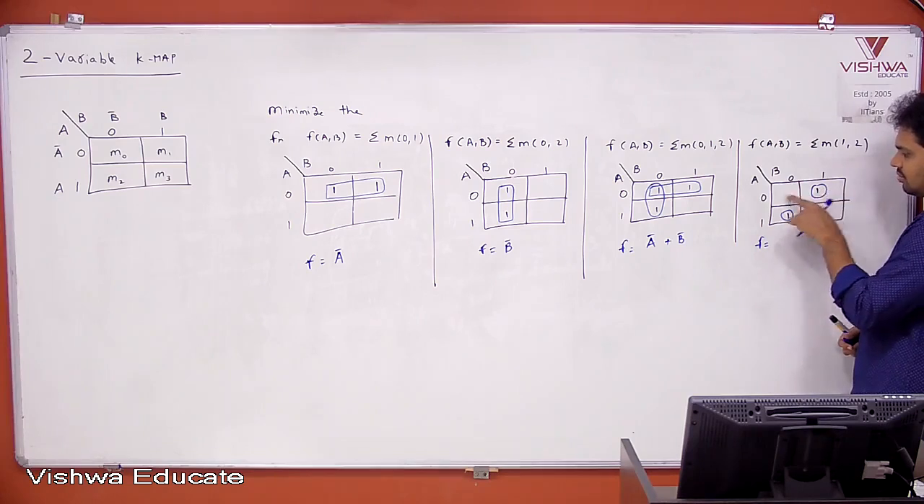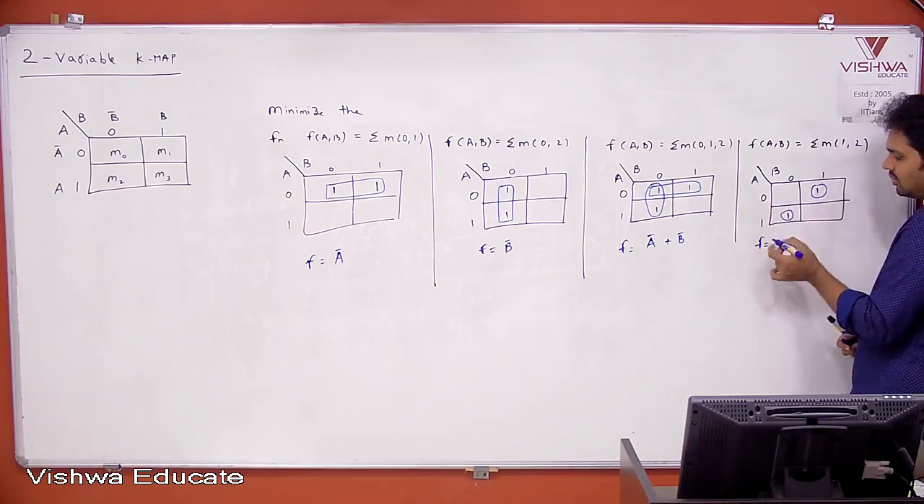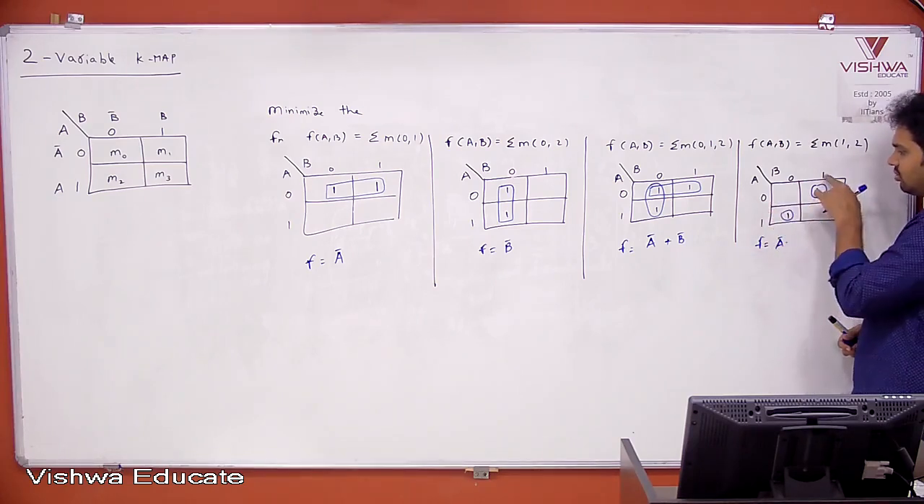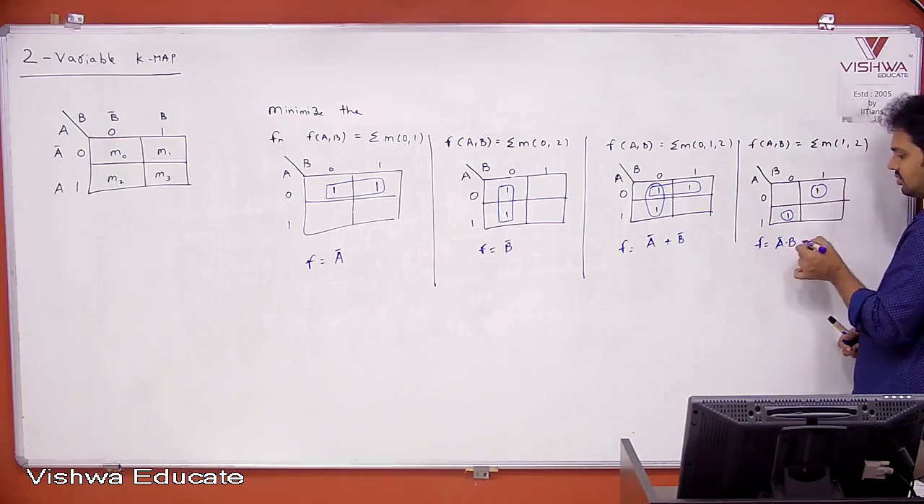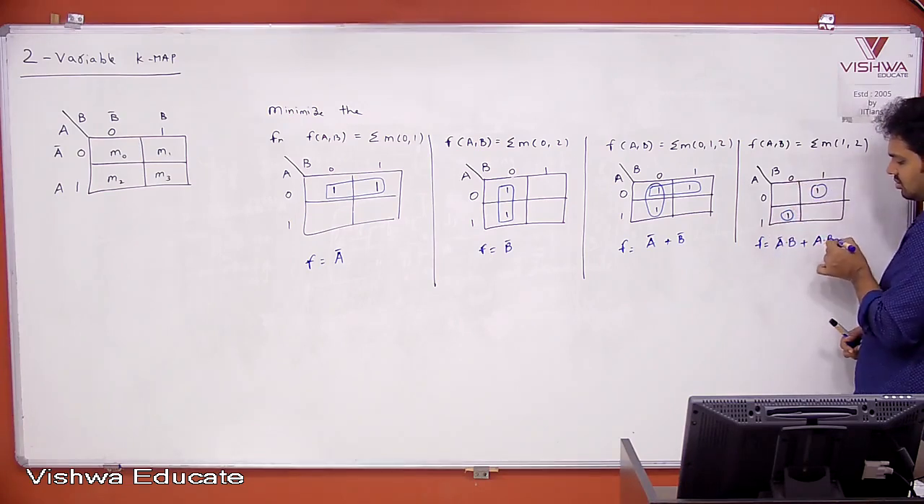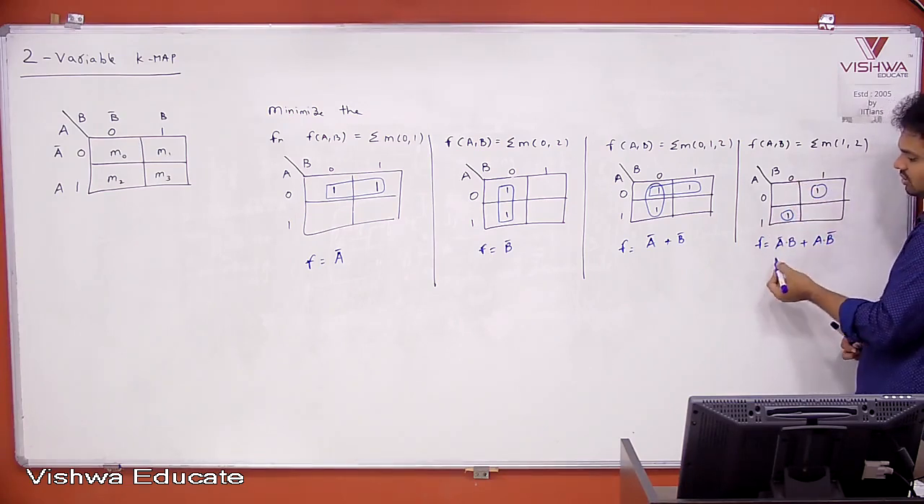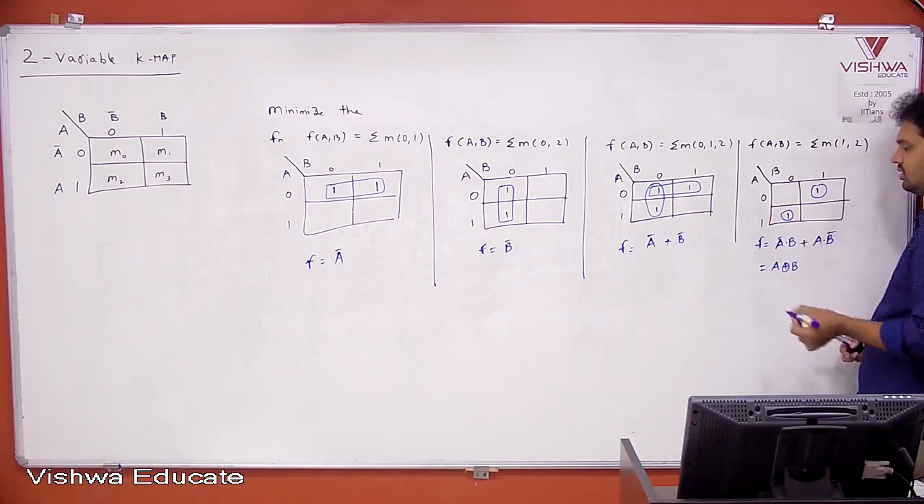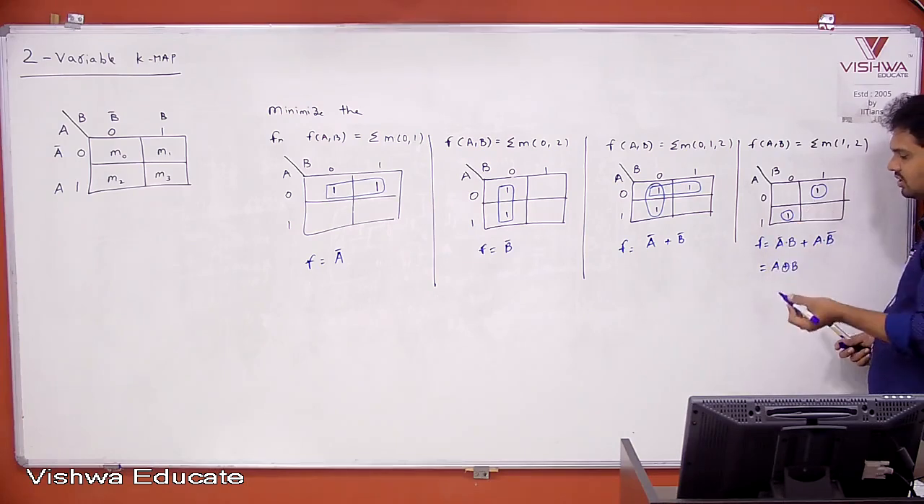This single term is: a is 0 means a bar, into b is 1 means b, plus a is 1 means a, into b is 0 means b bar. Okay, earlier we have discussed this. What is this function? A XOR B. Here you cannot do any minimization, whether by K-map, Boolean algebra, anything.